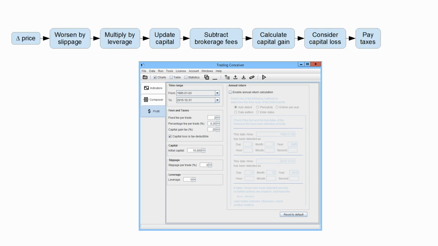Taxes are calculated based on the remaining capital gain. If the capital gain is negative or zero, no taxes are to be paid. If the remaining capital gain is positive, taxes are calculated as a percentage of it.